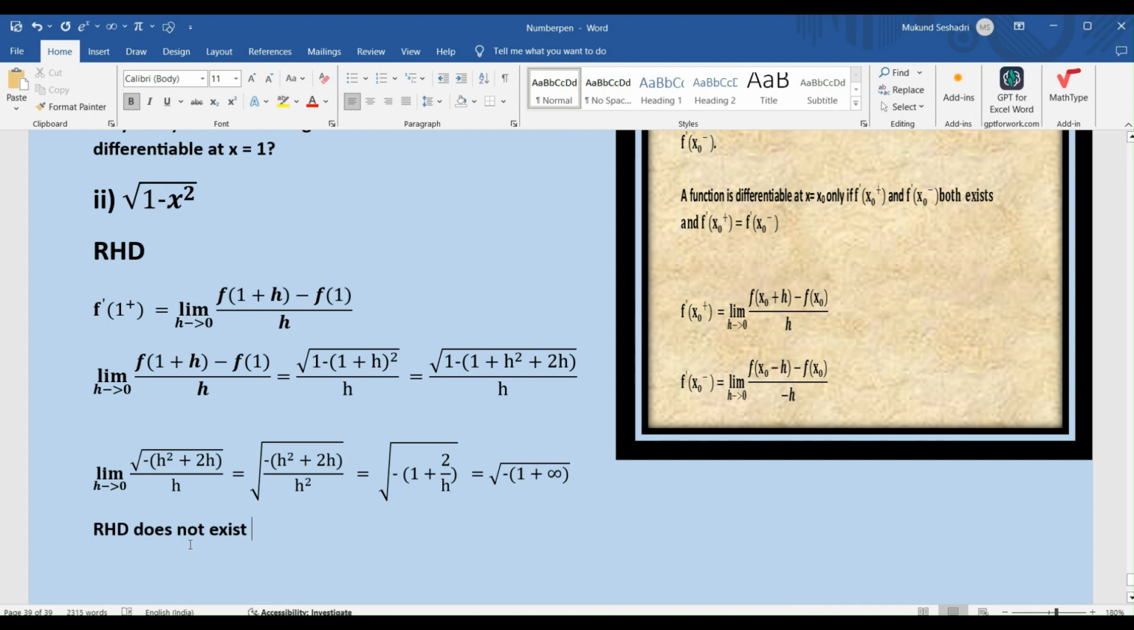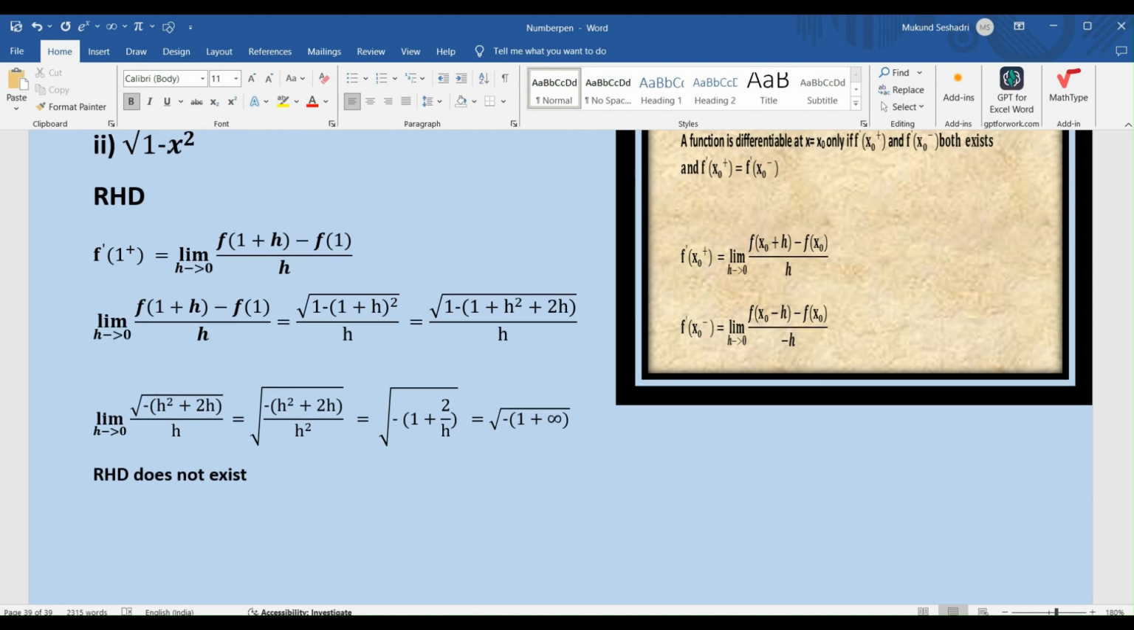Now, we know that if the RHD does not exist, irrespective of whatever is your left hand derivative, we can comfortably say that the function is not differentiable at x equals 1. But still, we've been asked to find the LHD as well in this particular problem. So let's write it down and let's see what we get.